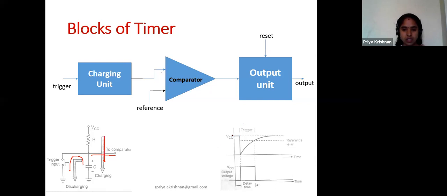Here, I'm applying a trigger. After applying the trigger, the capacitor starts to charge. Charge up to which level? Charge up to the reference level. Only up to the reference level can it charge.